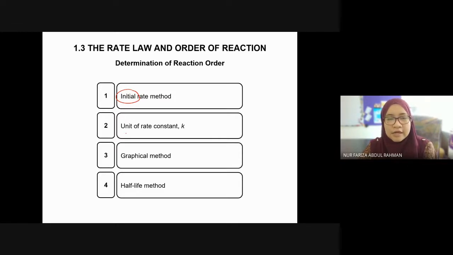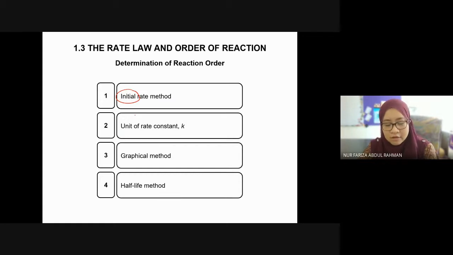And then the unit of rate constant. Okay, so from the unit, we are able to determine whether it is a zero order, first order or second order. Ya, boleh from rate constant. So mungkin ada soalan, kena hafal ke macam tu? Hafal lagi bagus. Tak hafal, it's not a problem. You may derive from the formula. Okay, alright, graphical method. Of course lah kena pakai graph paper, okay? Half-life method. Okay, alright, so we are going to cover all of this.